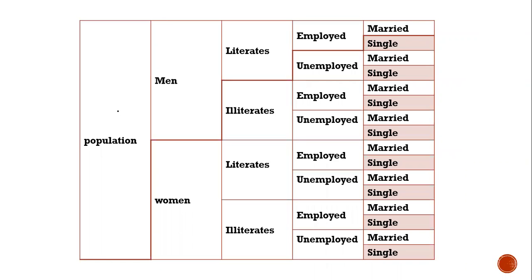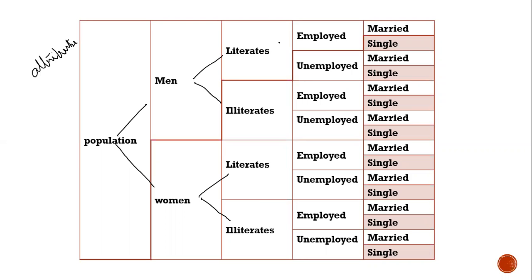Simple example, look at the table here. Population. First I take the population. When you say population, we have male population and female population. All these are qualitative attributes. Among men there are literates and illiterates. Who are literates? The ones who can read and write. Illiterates are those who cannot read or write. Even in women we have literates and illiterates.